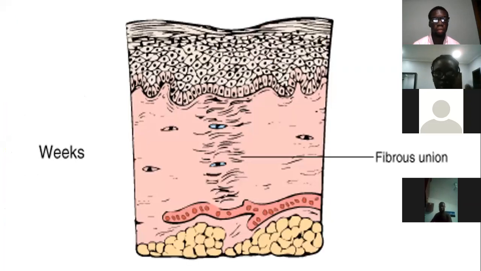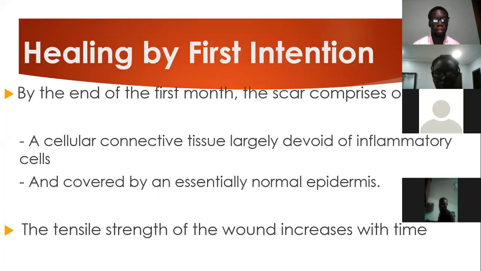So usually a few weeks after the wound, the whole place is healed up like this. By the end of the first month, you see that the scar consists of cellular connective tissue and a normal epidermis. However, the tensile strength of the wound increases. Tensile strength is the ability of the wound to cope with stress that is placed on the tissue.